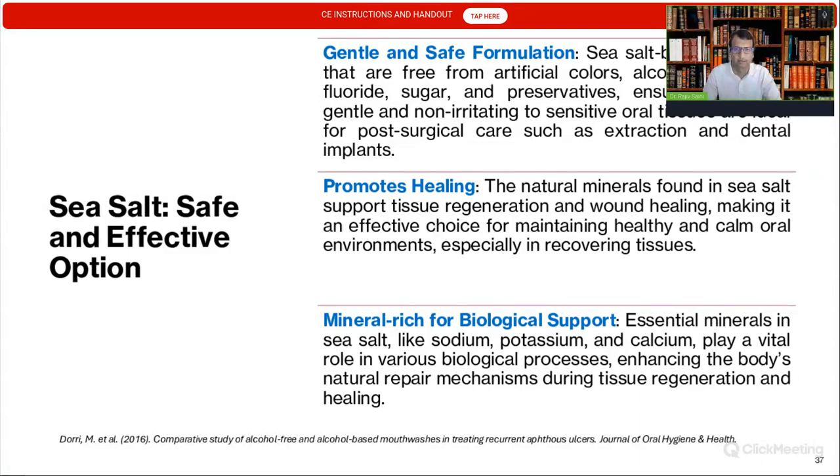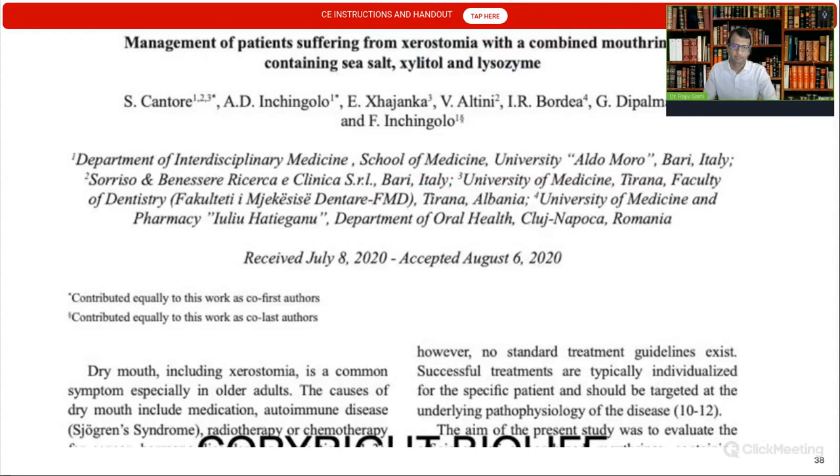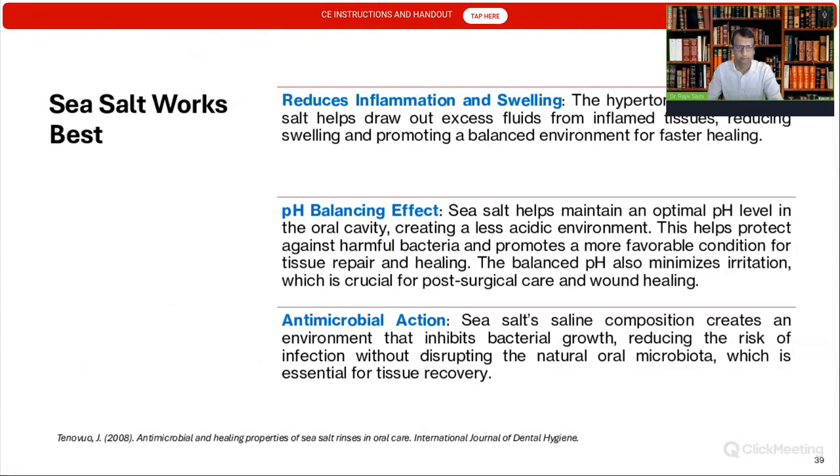It promotes healing. The natural minerals found in sea salt support tissue regeneration and wound healing, making it an effective choice. And most importantly, it has a lot of minerals. These minerals, like sodium, potassium, and calcium, play a very big role in biological processes, natural repair mechanisms, and regeneration of the tissue. This is a recent study that highlighted the importance of sea salt based mouthwash in managing xerostomia. Very great study.